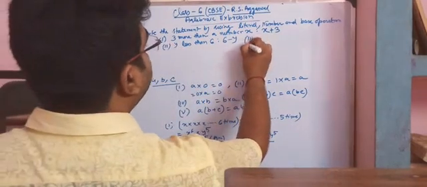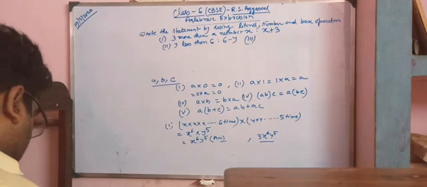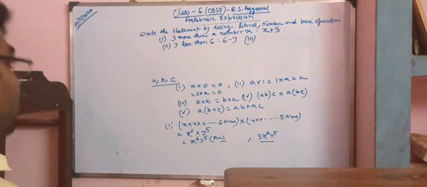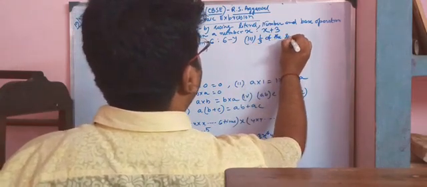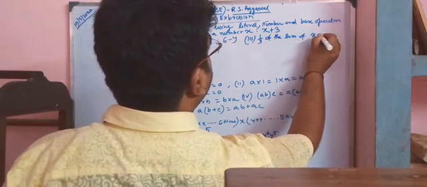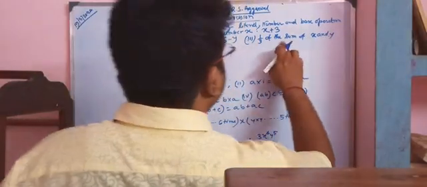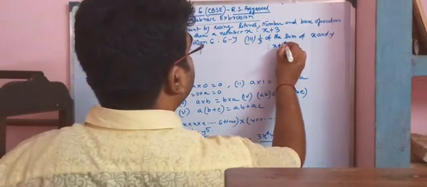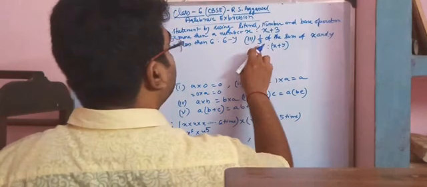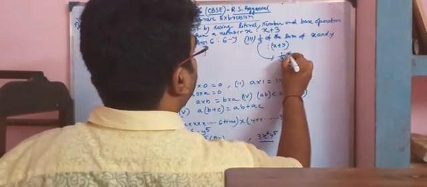Next come to question number 3. 1/3 of the sum of x and y. So first we have to make the sum of x and y. What is the sum of x and y? x plus y. Now 1/3 of x plus y is equal to 1/3 into x plus y. That will be my answer.